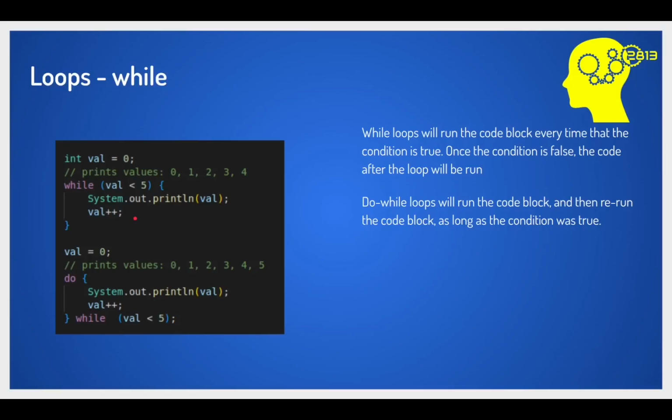There's another type of while loop, which is called a do while loop, which is similar to a while loop, but it's the opposite, where it runs the code first and then it checks the condition.